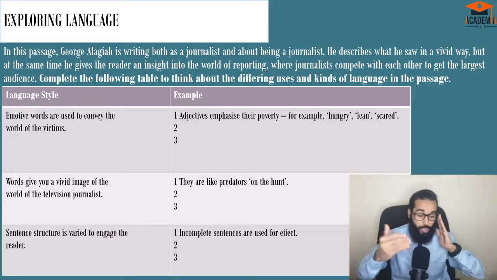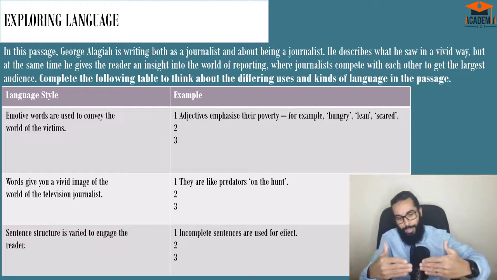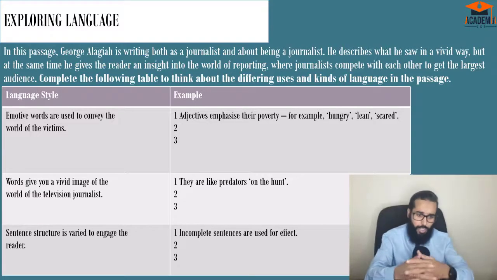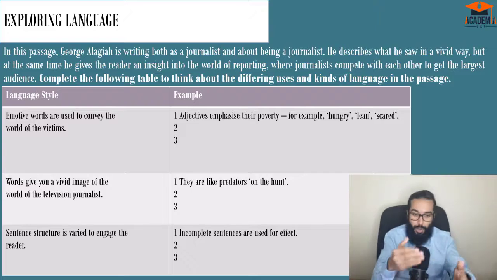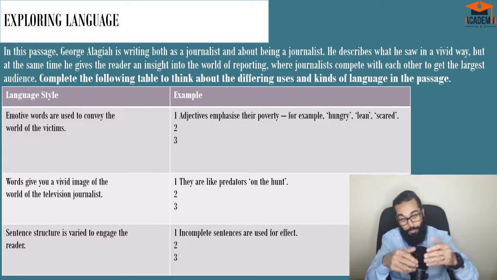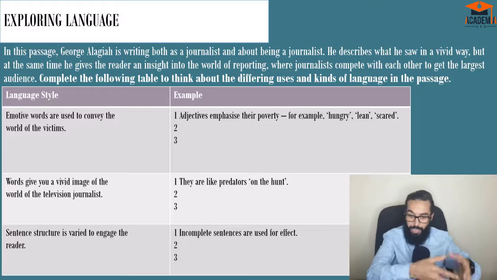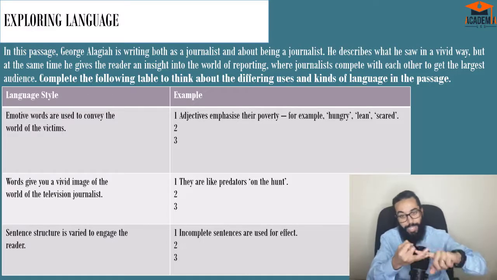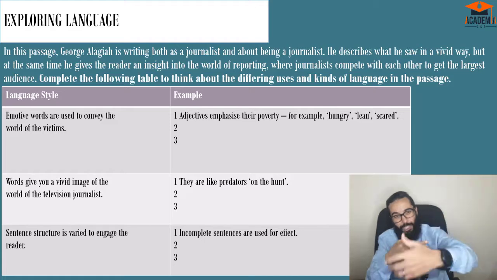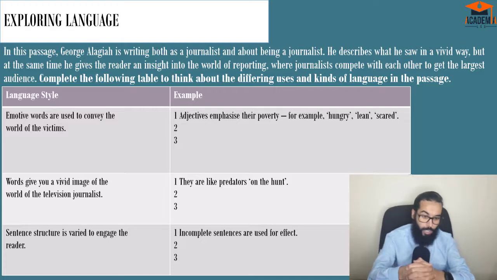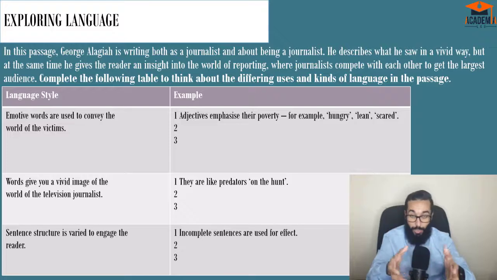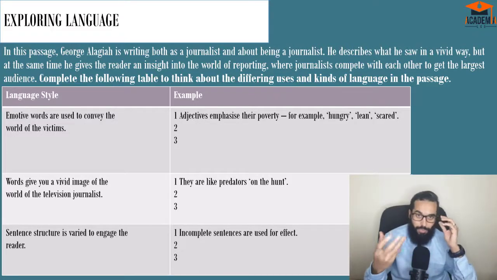When you read the passage again, and you've just read it again, you have gone through language styles. I've given you 3 here. For example, emotive words are used to convey the woes of the victims. That's why we use emotive words. As an example, I've given you adjectives emphasize their poverty. For example, hungry, lean, scared. These are the adjectives that the author George Alagiah has used in his passage in order to show us the poverty of these people, and that's emotive language to convey the woes of the victim.